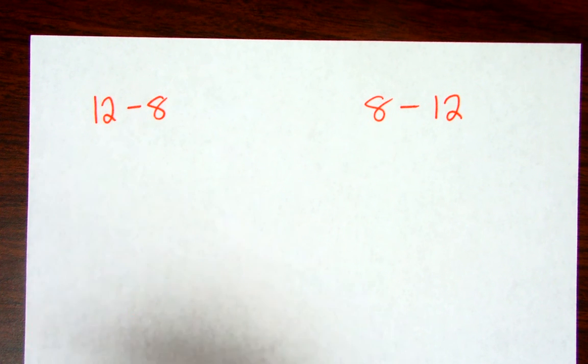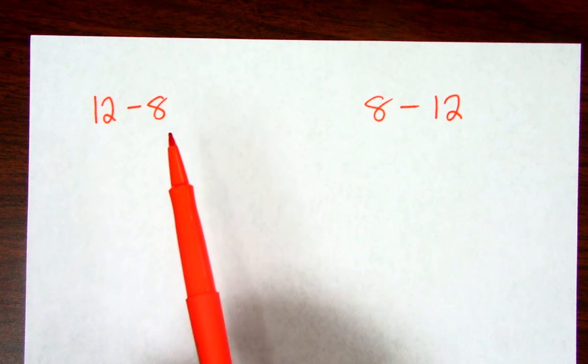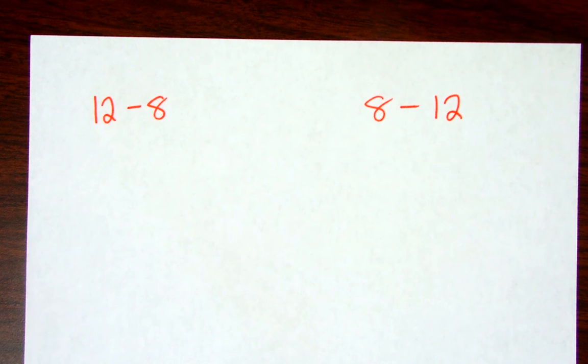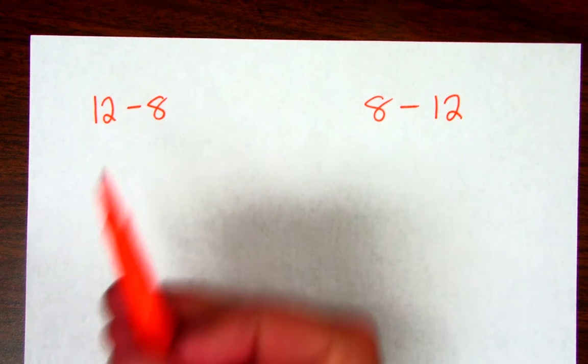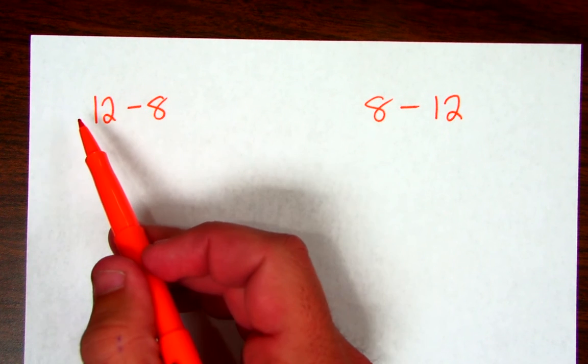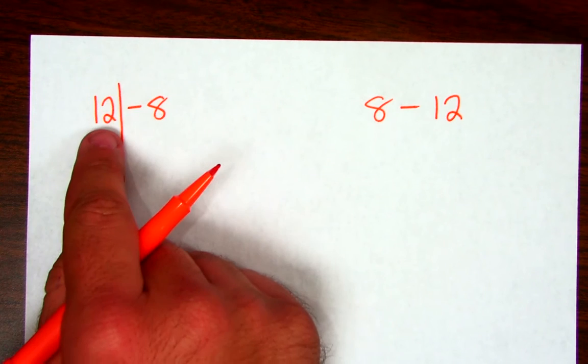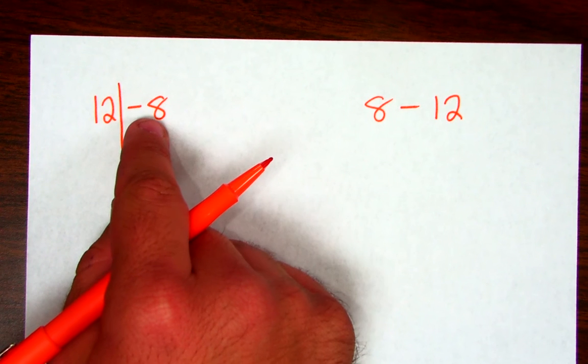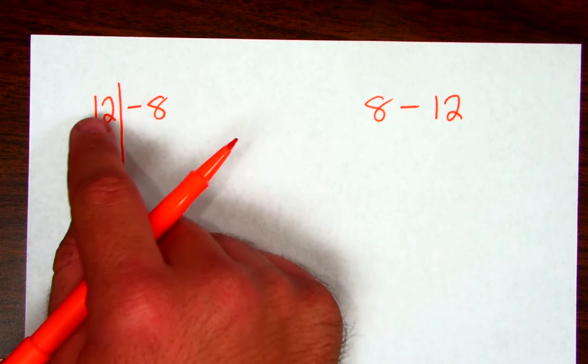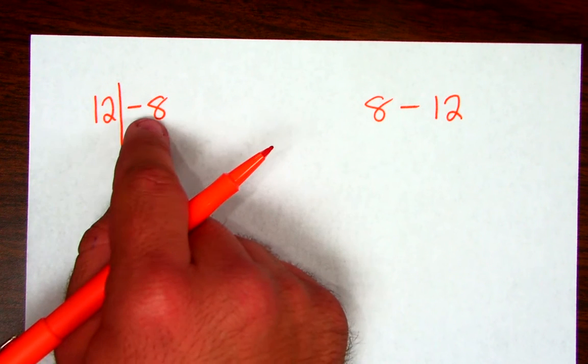The first problem we have here is just 12 minus 8. Well, what I teach my students to do is to separate each term. A term is a number, and attached to that number is a math symbol. So, for example, on this first one, the number 12 is a positive 12. That is one term. The negative 8 is another term. So these are two different terms.